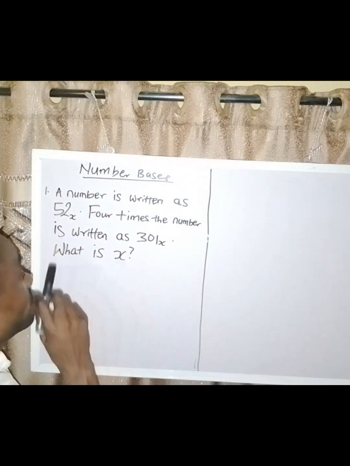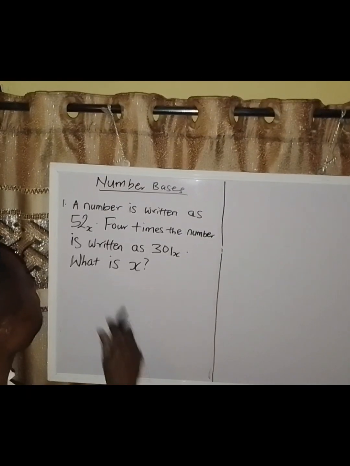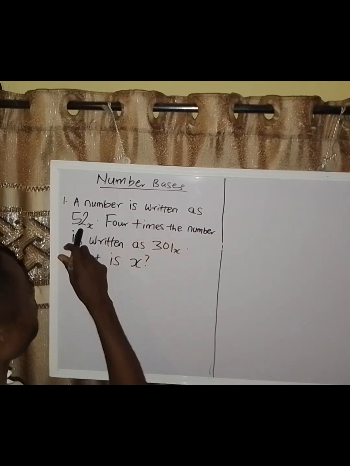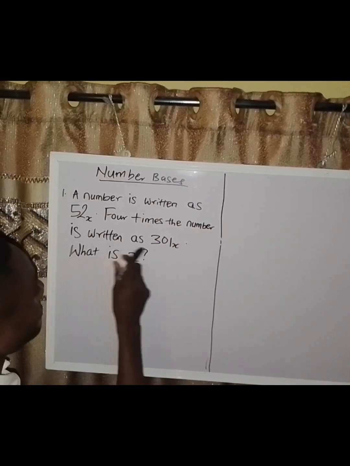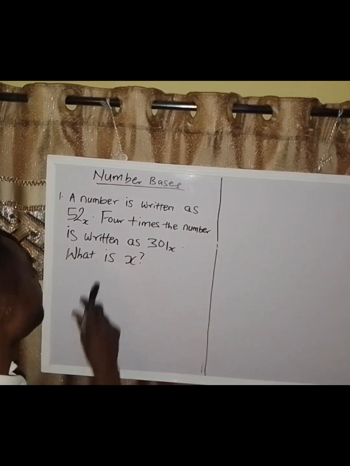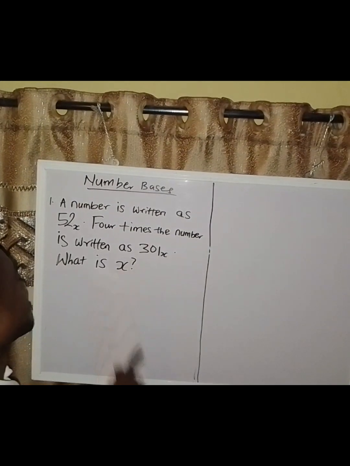We'll be solving this WAEC problem under number bases tonight. The question says, a number is written as 52 in base x. 4 times the number is written as 301 in base x. What is x? So we are asked to find x in this case.